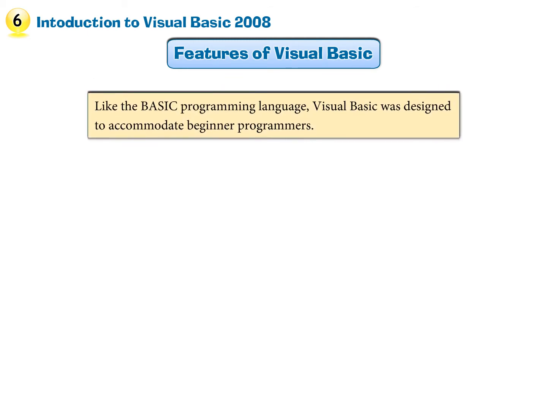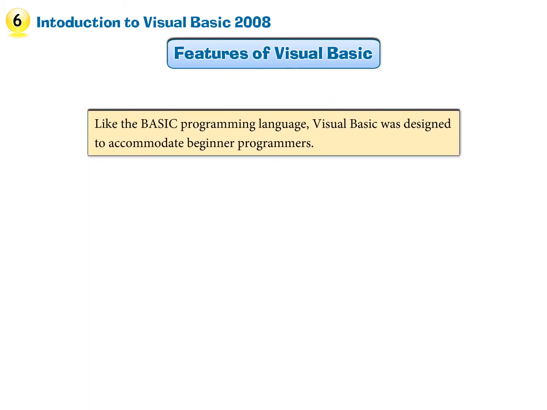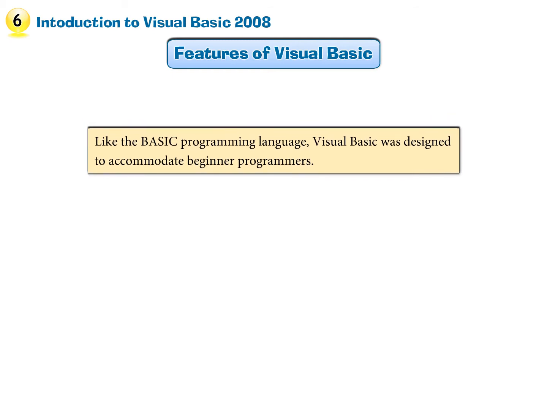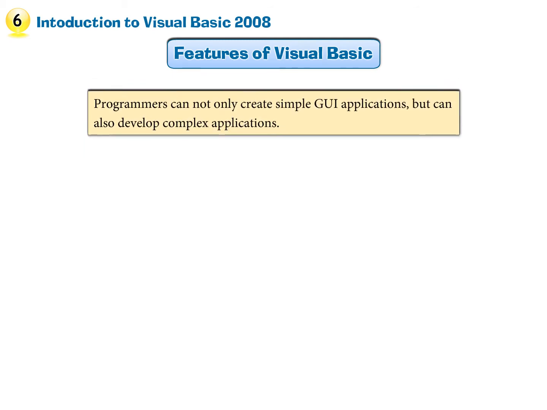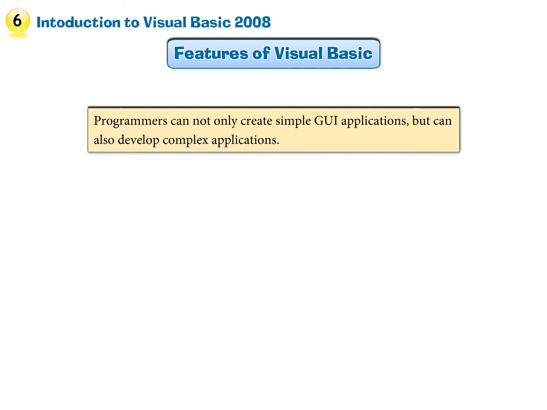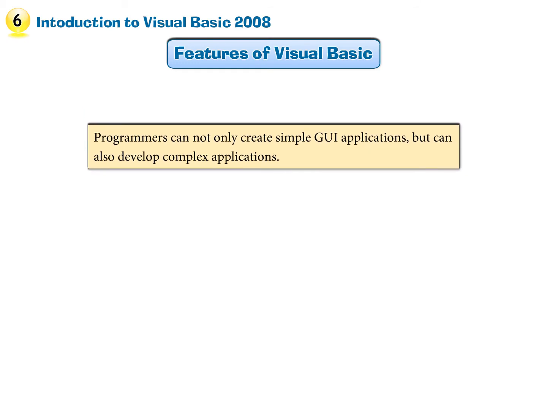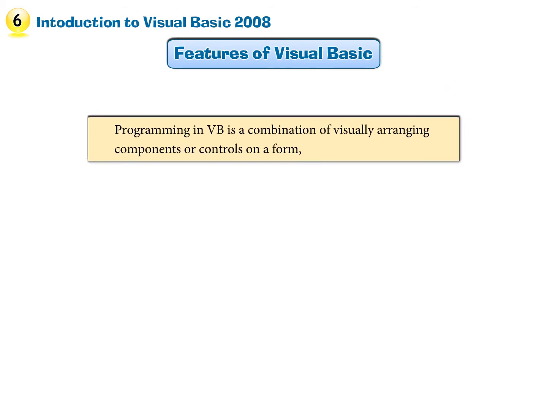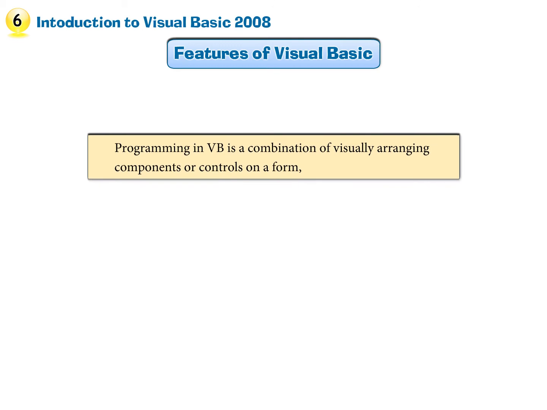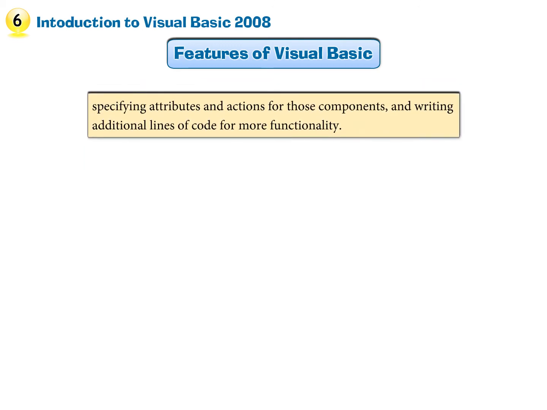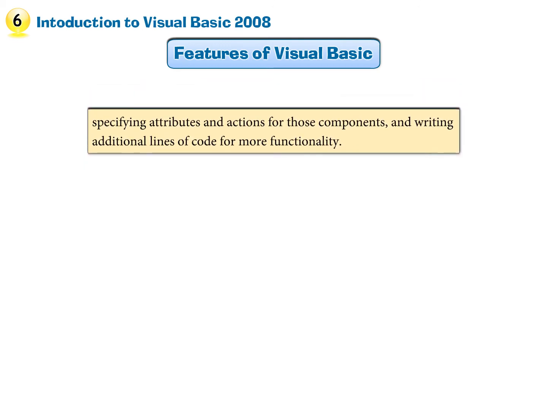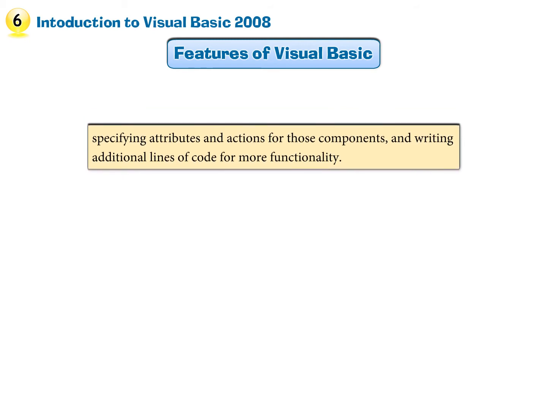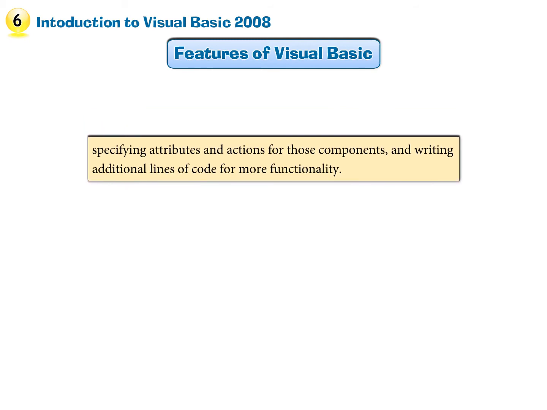Features of Visual Basic. Like the BASIC programming language, Visual Basic was designed to accommodate beginner programmers. Programmers can not only create simple GUI applications, but can also develop complex applications. Programming in VB is a combination of visually arranging components or controls on a form, specifying attributes and actions for those components, and writing additional lines of code for more functionality.